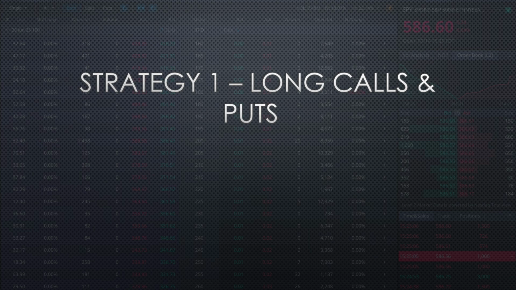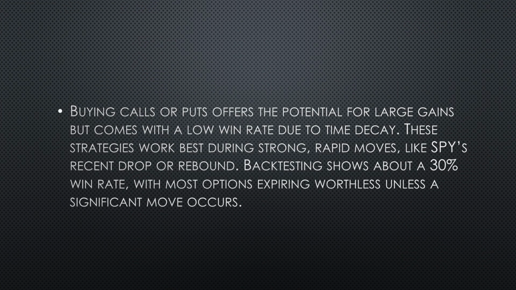Strategy 1. Long calls and puts. Buying calls or puts offers the potential for large gains but comes with a low win rate due to time decay. These strategies work best during strong, rapid moves, like SPY's recent drop or rebound. Backtesting shows about a 30% win rate, with most options expiring worthless unless a significant move occurs.